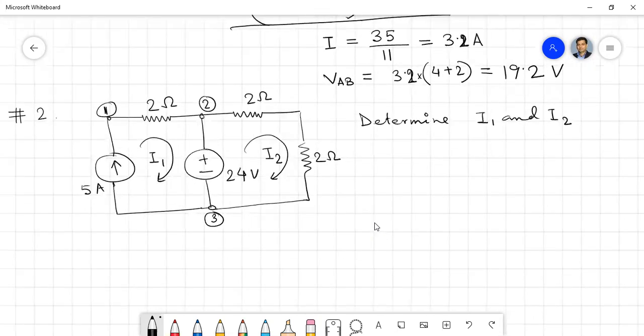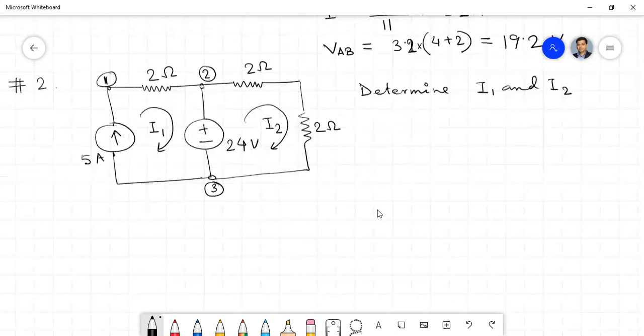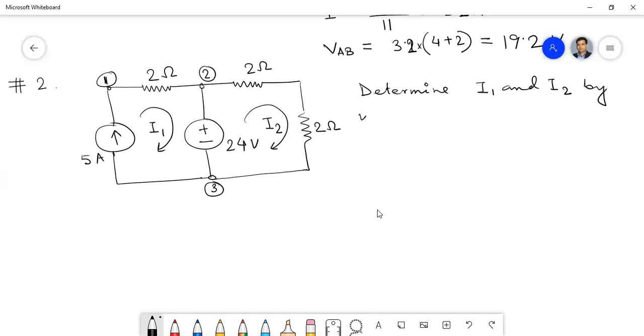This is also very simple circuit, but you have to understand first that how will you proceed at all. Again, you have to determine the loop current means by using mesh current analysis.